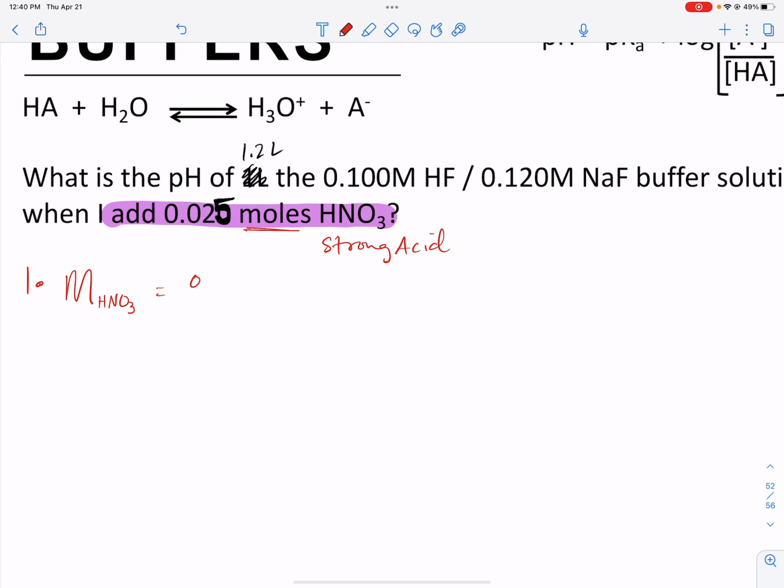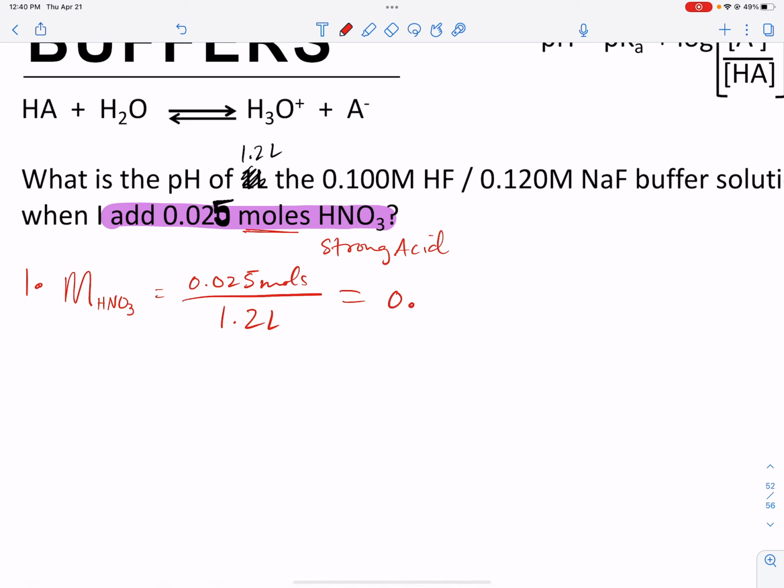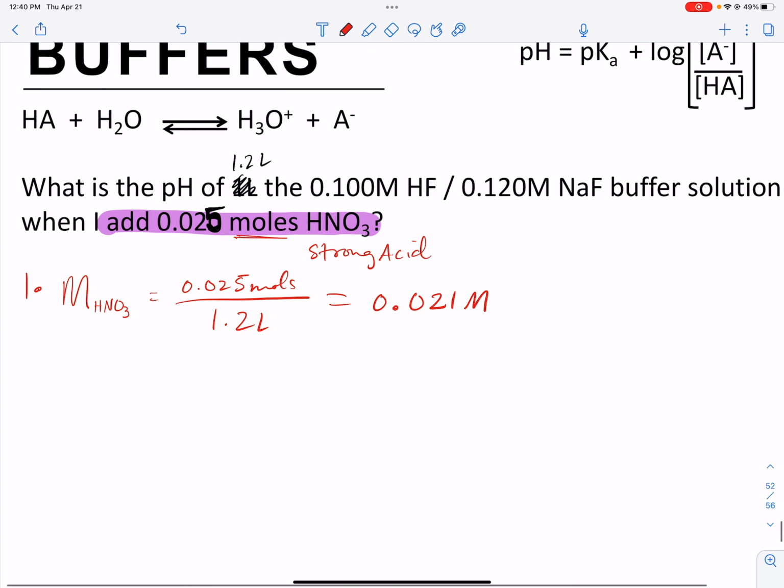So now we'll just go 0.025 moles over 1.2 liters. And what do we get? 0.025 divided by 1.2. We get 0.021 molar. Okay? So that's the concentration of HNO3 that's being added. And now I can do my ICE chart because my units for HNO3 match my units for my buffer components.